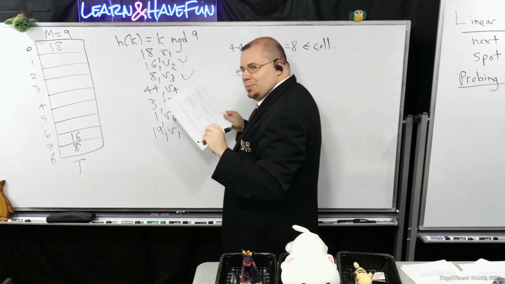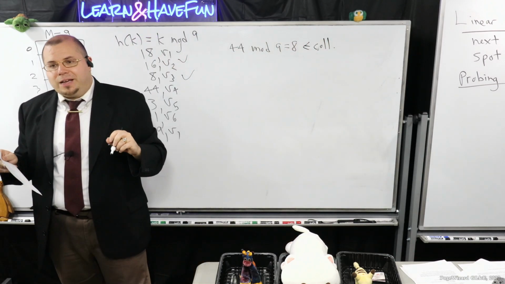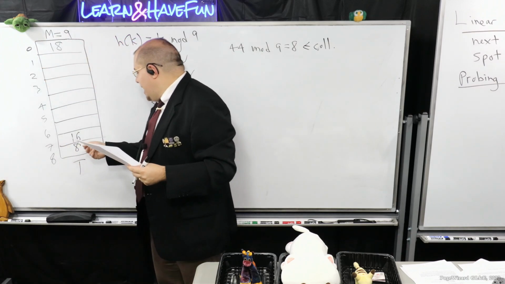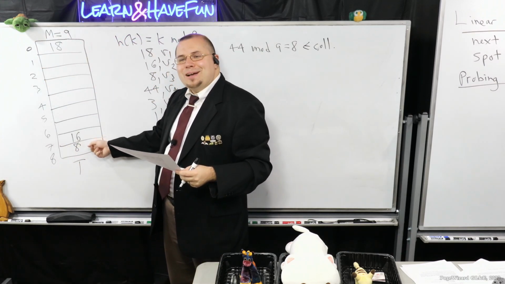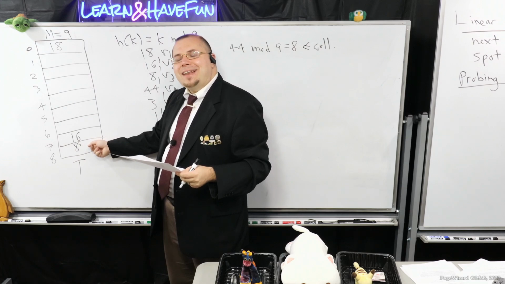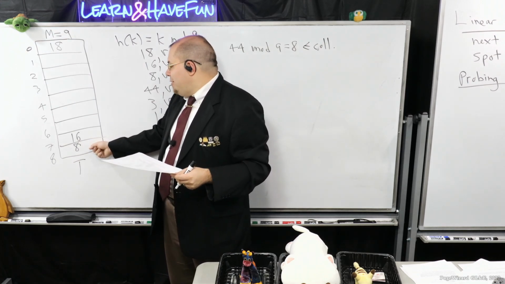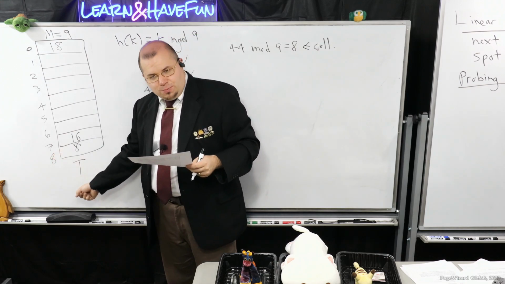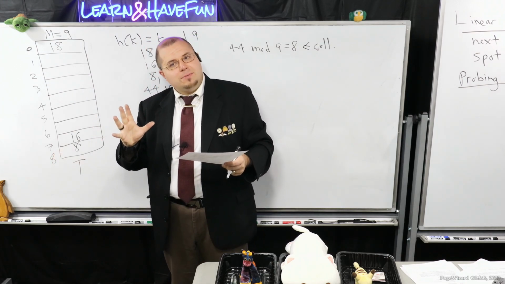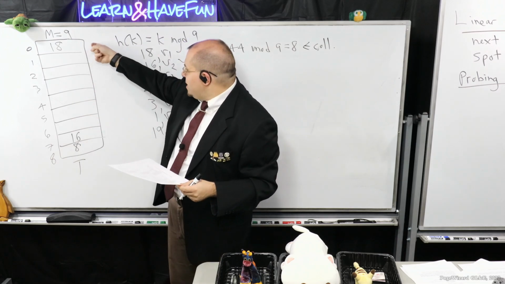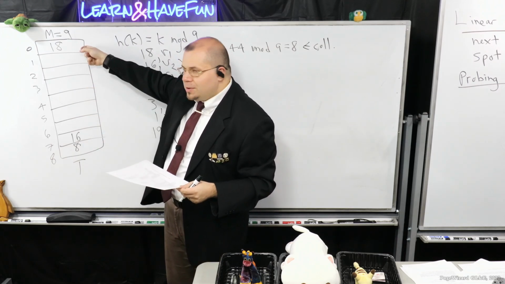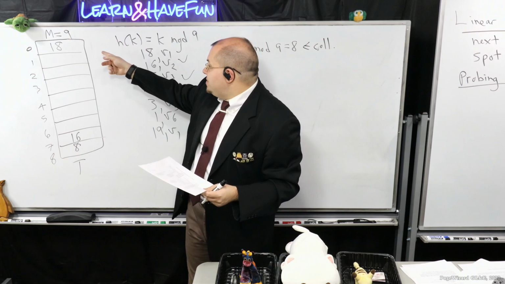So I have to apply the probing sequence now. Remember, think of me as the big bunny. I'm right here. Where am I going to go? I need to go to the next spot, mod m. So I would take 8 plus 1 mod 9. That's 9 mod 9, which brings me up here. So I make one hop to position 0.